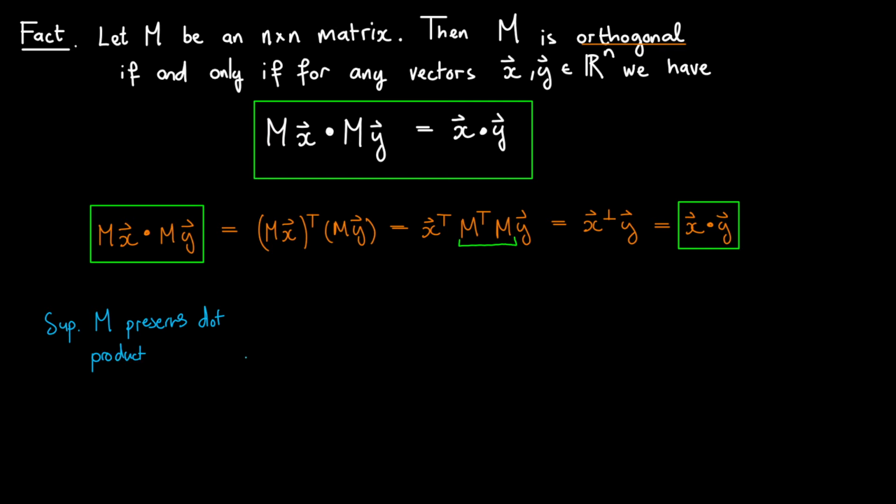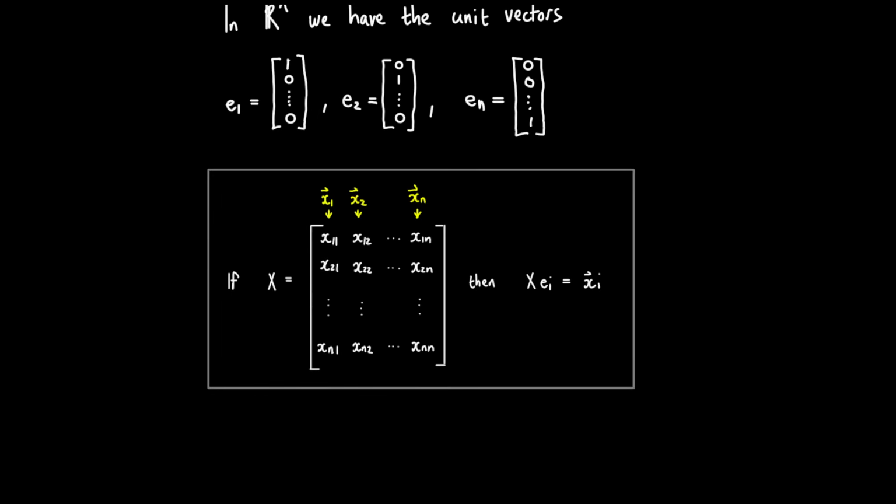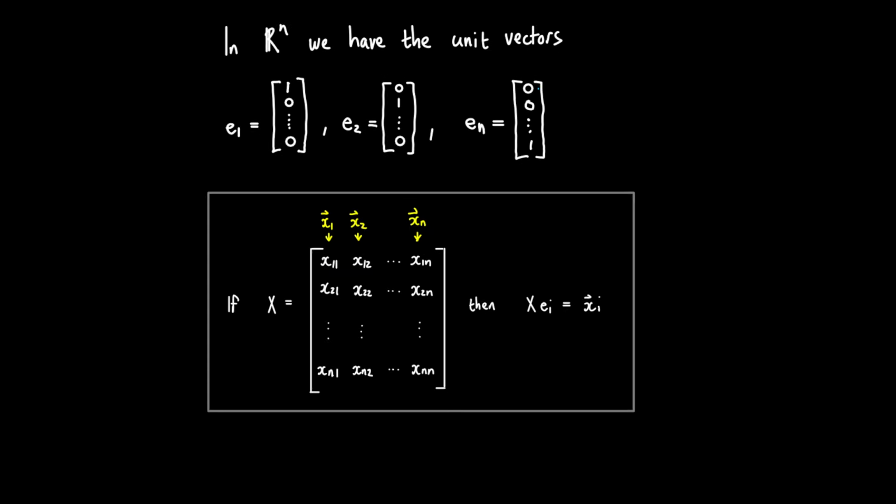Then let's try to see that M is going to be forced to be orthogonal, and let's see how that works exactly. All right, so we're just going to have to also look at a bit more theory here. So here's a small piece of theory. What this is saying here is that in the vector space Rn, we have specific unit vectors. You don't need to worry too much about Rn and everything.